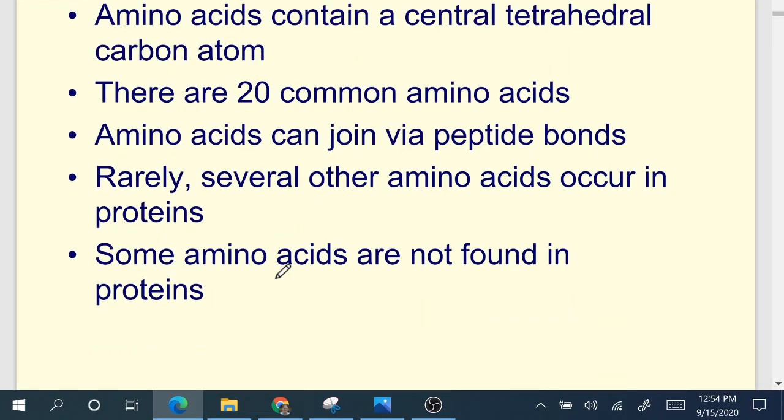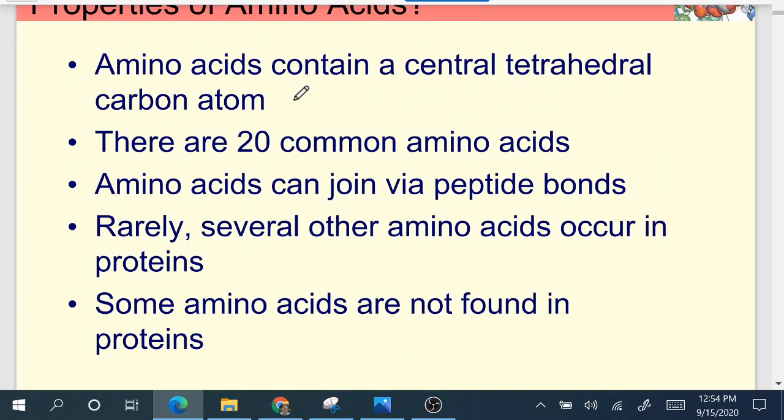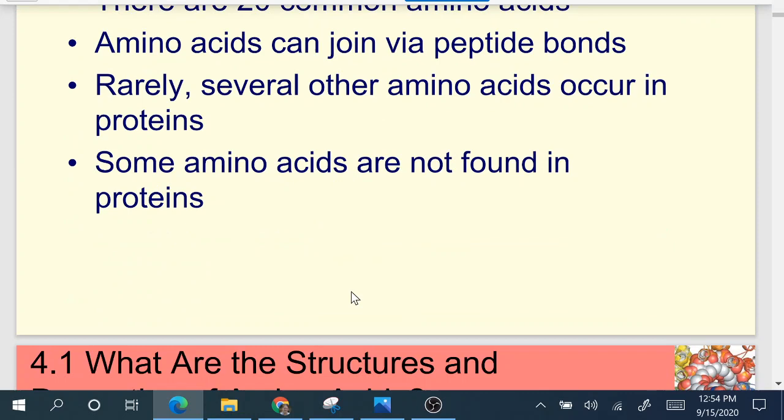So again, amino acids contain a central tetrahedral carbon atom that's called the alpha carbon. There are 20, or some charts give you 21, common amino acids. Amino acids join via peptide bonds, and we will discuss what that means in this chapter. Rarely, several other amino acids, not the common 20, can occur in proteins, and some amino acids are not even found in proteins.